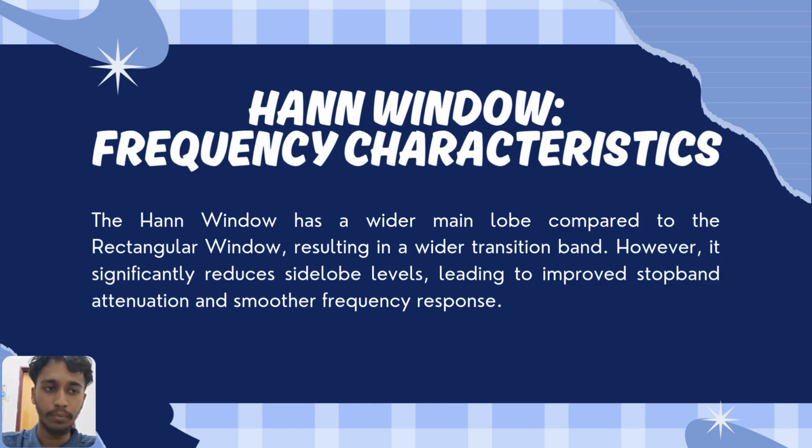Because the Hann window is smoother, it has a wider main lobe compared to the rectangular one. This means our transition band, the space where it switches from passing to blocking, is a bit wider and less sharp. But the trade-off is worth it. It massively reduces side lobe levels, which gives us better stop band attenuation and an overall cleaner frequency response.